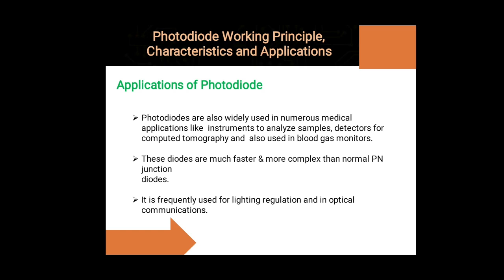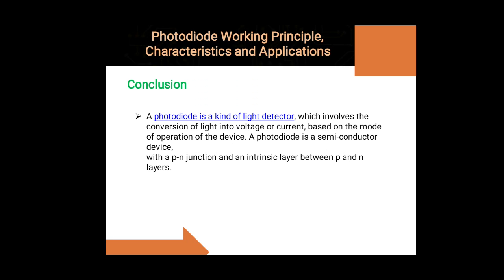It is frequently used for lighting regulations and in optical communications. So at the end, the conclusion is that the photodiode is a kind of light detector which involves the conversion of light into voltage or current, based on the mode of operation of the device. A photodiode is a semiconductor device with a PN junction and an intrinsic layer between the P and N layers.